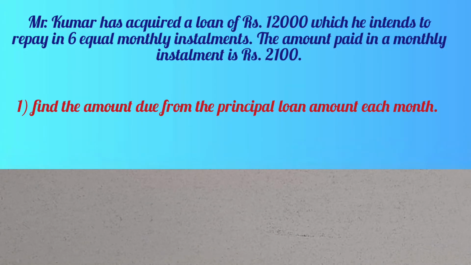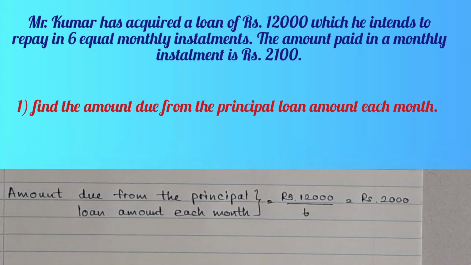In the first part, we are asked to find the amount due from the principal loan amount each month. We can find it like this. The total amount to be paid is 12,000. The number of installments is 6. So 12,000 should be divided by 6. That is 2,000 rupees.